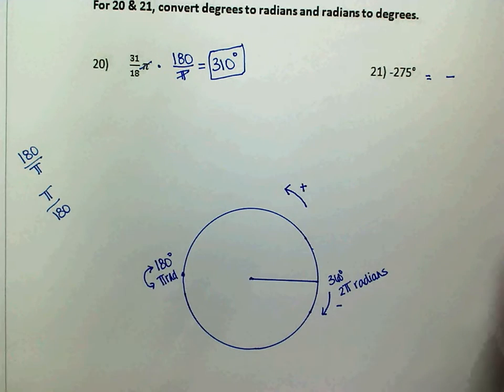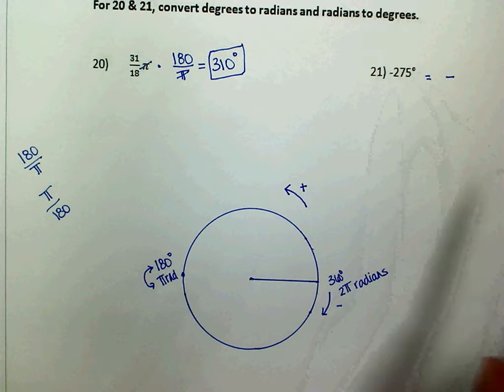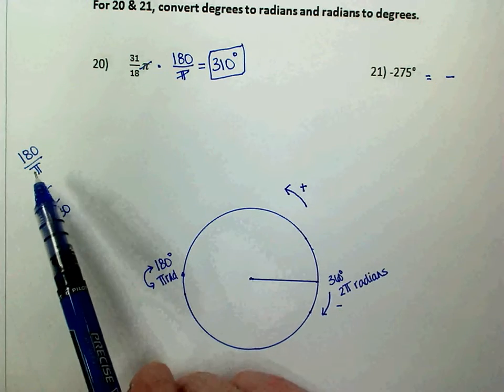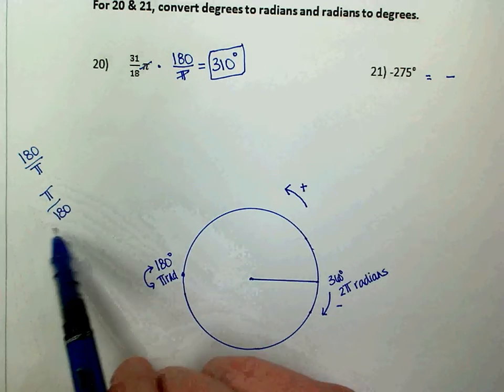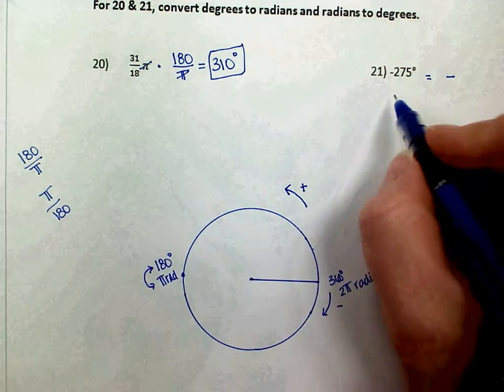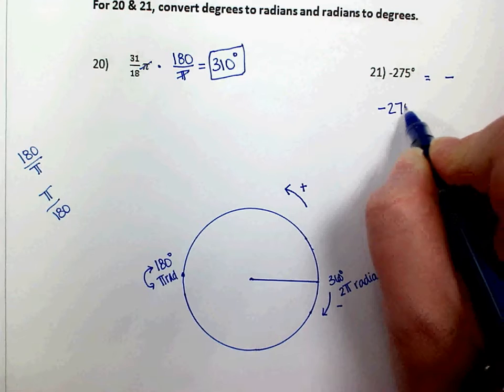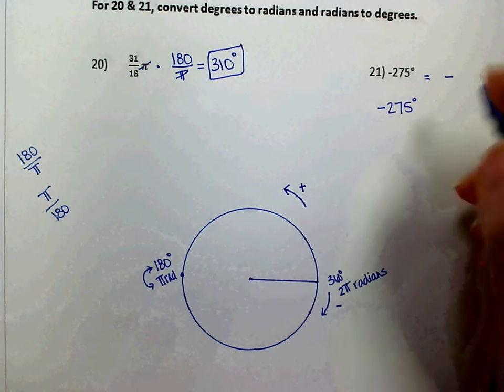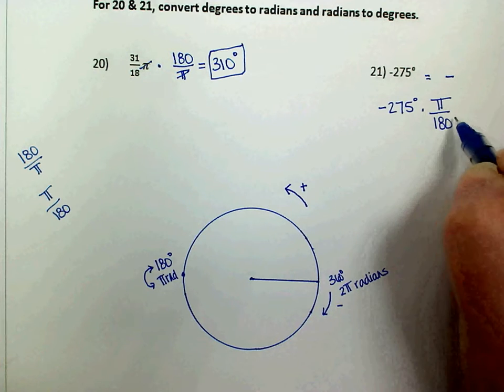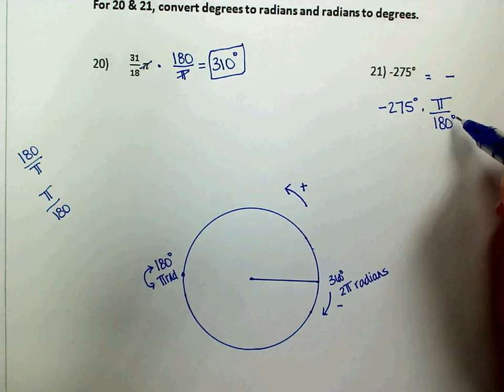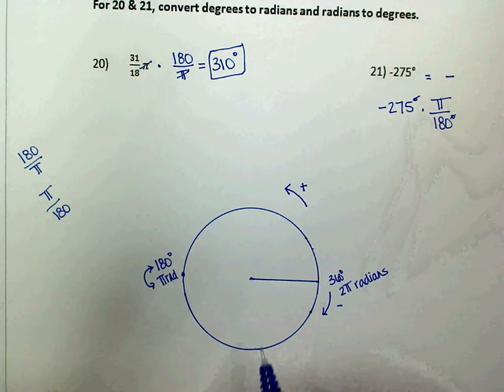Number 21, we're given the degrees. So we want to get rid of the degrees. That means the degrees is what I need in the denominator. So I'm going to be multiplying by pi over 180 this time. So I'm going to take 275 degrees and multiply by pi over 180. And remember that 180 is a degree, so that's what gets rid of that unit, degrees.